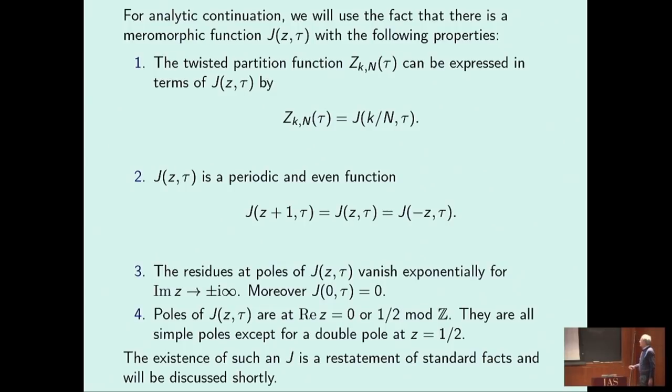Now, on this page, I'm going to explain the facts that will make analytic continuation possible. So there's a meromorphic function j of z and tau with the following properties. First, the twisted partition function is a value of j of z and tau, where z is equal to k over n. Secondly, j of z and tau is periodic, and it's also an even function of z. Its residues vanish very rapidly at infinity, and its poles are only when the real part of z is 0 or a half. And they're almost all simple poles. We'll ignore today the fact that there's one double pole. So the existence of j is a restatement of standard facts, and I'll explain it in a moment.